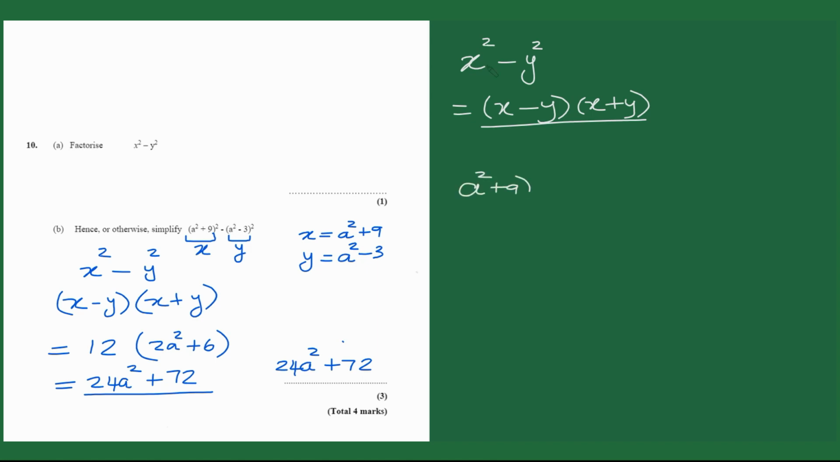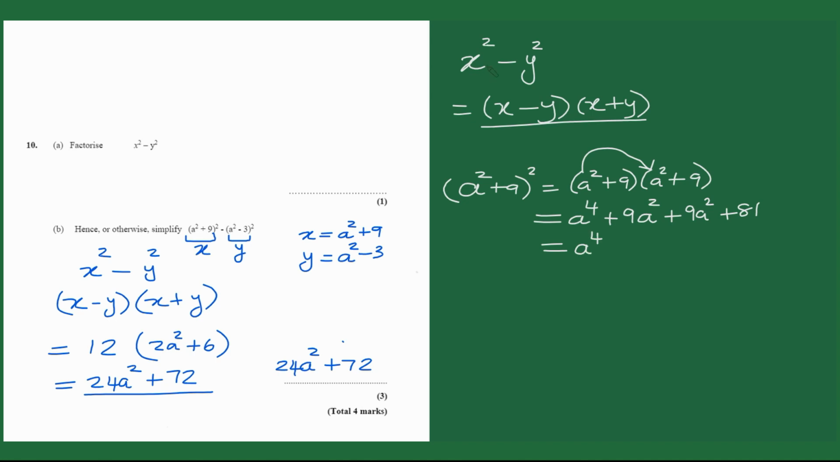So let me do it in another different way. If I take a squared plus 9 whole thing squared, and expand this out, a squared plus 9, a squared plus 9. Expanding brackets, a squared times a squared is a to the power 4. A squared times 9 is 9a squared. Then again 9 times a squared is 9a squared again. 9 times 9 is 81. So the final answer is a to the power 4 plus 18a squared plus 81.